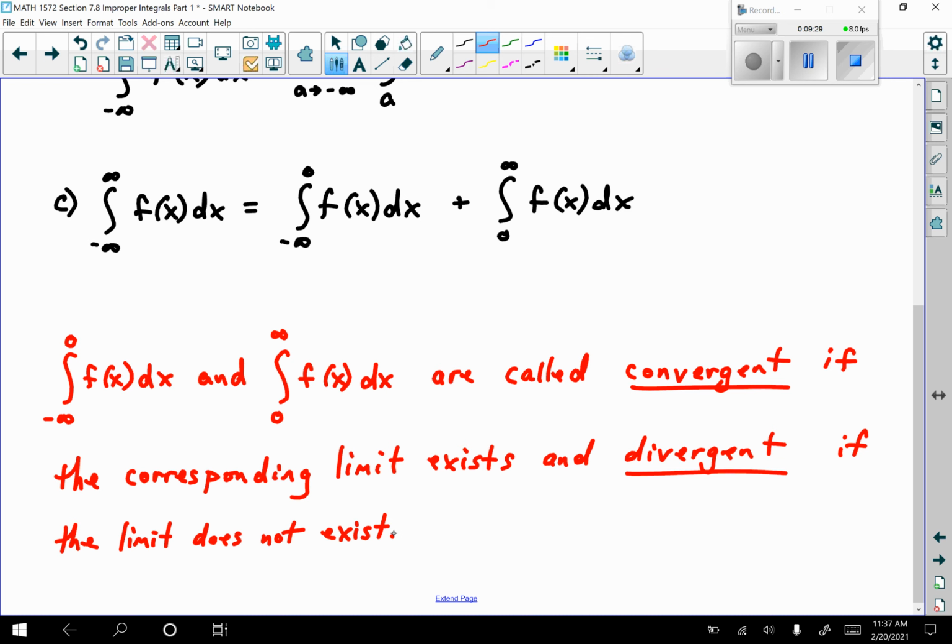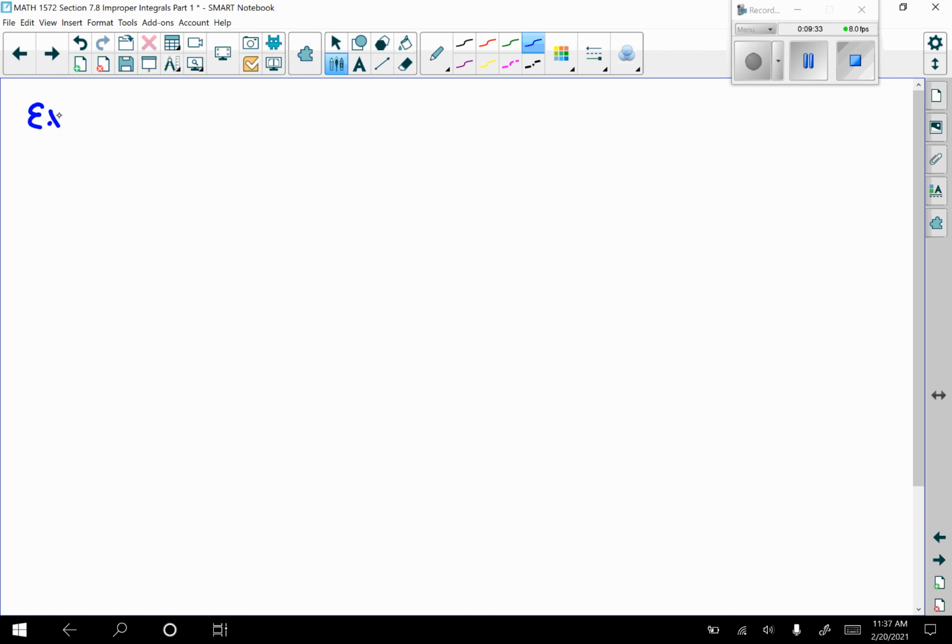Okay, so let's jump into some examples. For this first one, a lot of the problems on WebAssign are just going to ask us to determine whether the integral is convergent or divergent, and if it is convergent, to actually figure out that value. So let's determine if the integral from 1 to infinity of 1 over x dx is convergent or divergent.